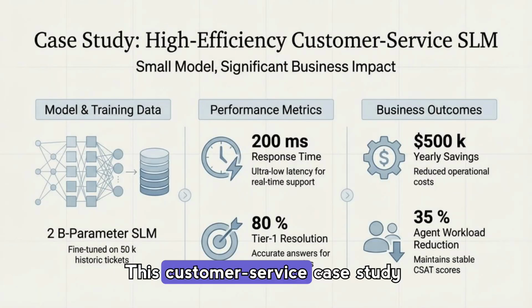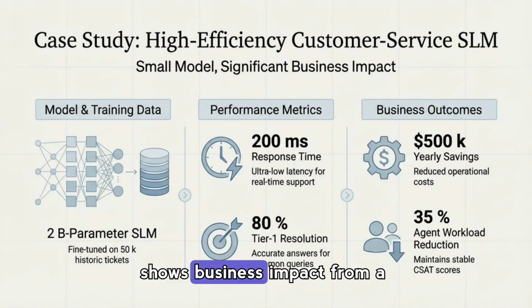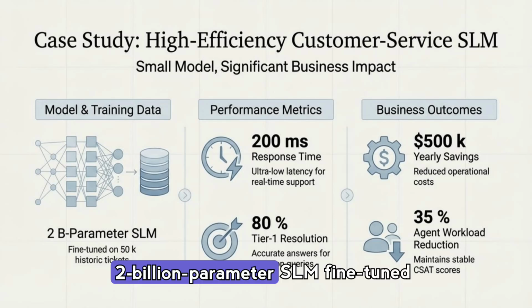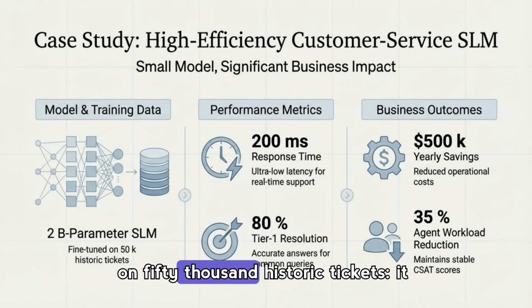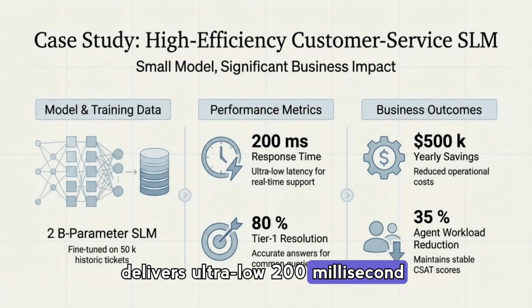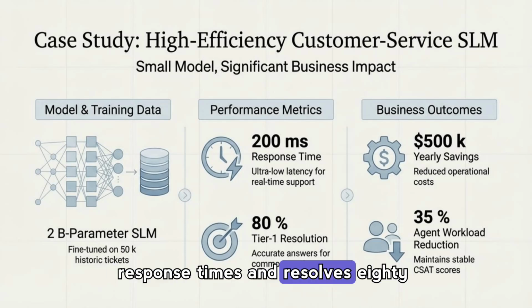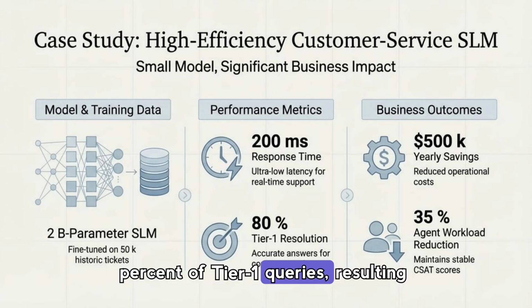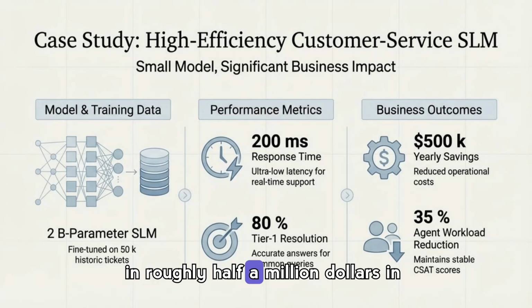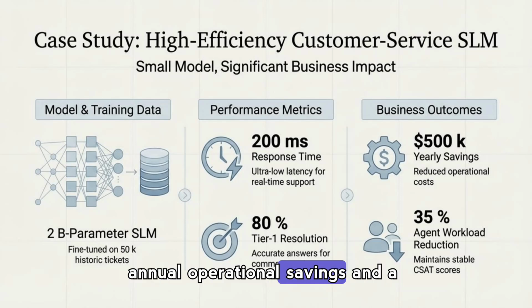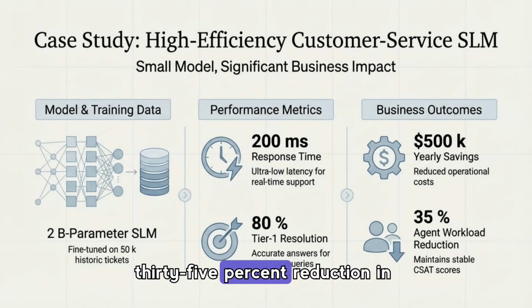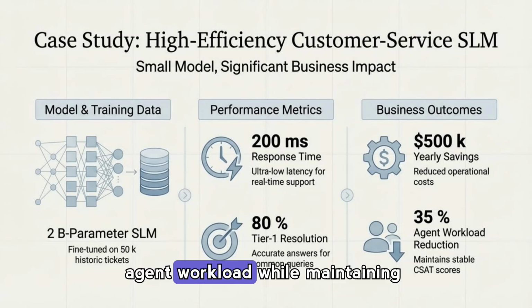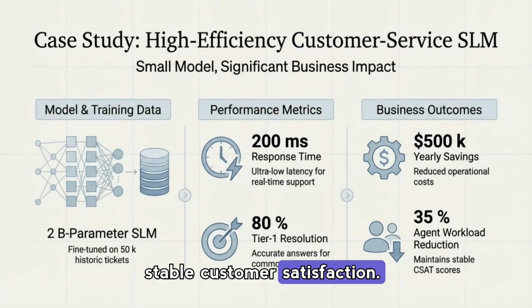This customer service case study shows business impact from a 2 billion parameter SLM fine-tuned on 50,000 historic tickets. It delivers ultra-low 200 millisecond response times and resolves 80% of tier-1 queries, resulting in roughly $500,000 in annual operational savings and a 35% reduction in agent workload while maintaining stable customer satisfaction.